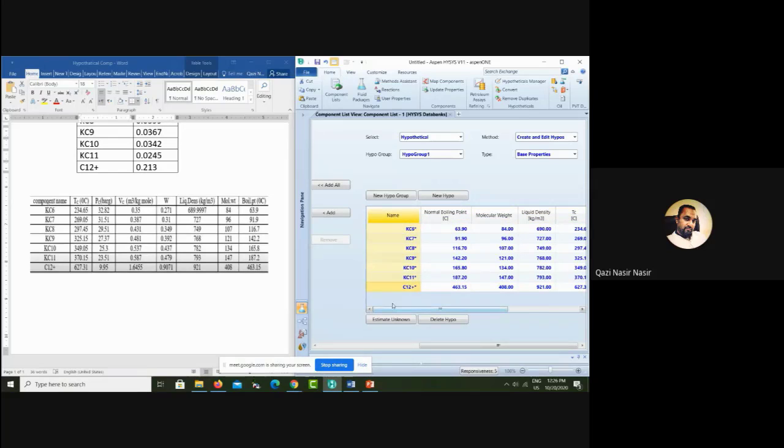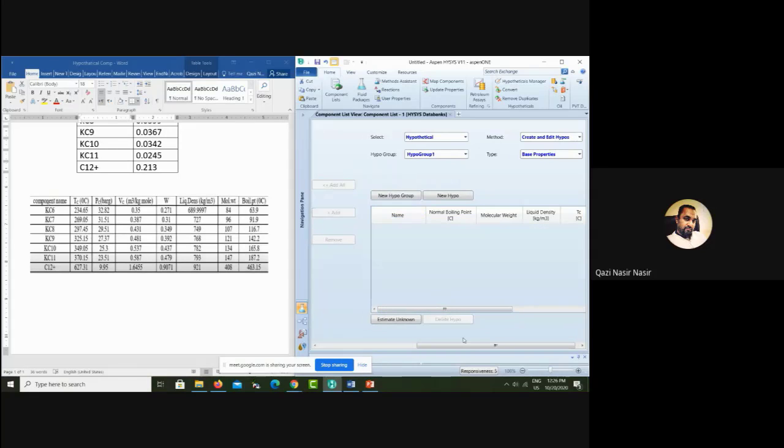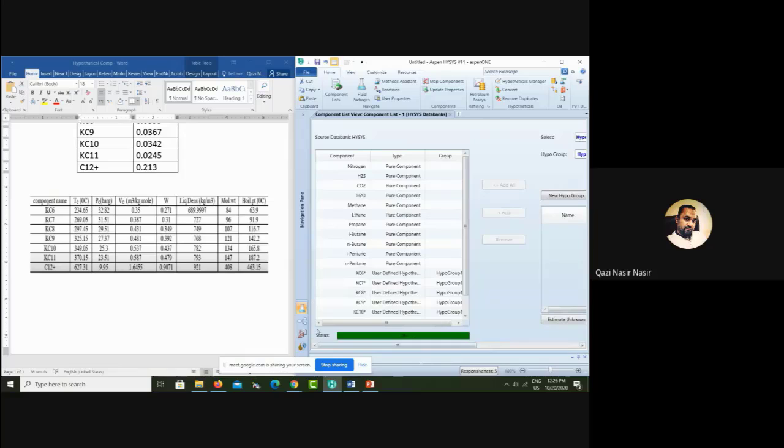Okay, so when you add all these components, select all of them by clicking the first one and shift and select the last one, and then you can just add all. So all of them will be added here. You can see here, if you add correctly, you can add all these components on the list.